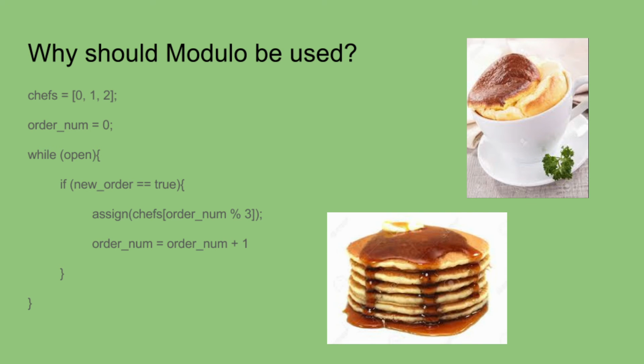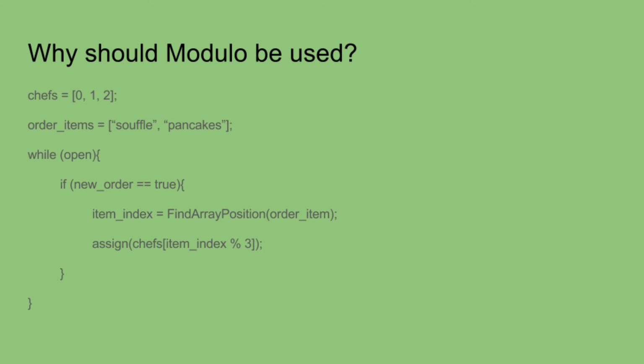This algorithm also assumes that each chef is equally skilled in all dishes. So it might assign the souffle to the chef that's really good at pancakes, and assign the pancakes to the chef that's really good at souffle. Going forward, we may want to determine order numbers to be based upon the food item contained. We could assign souffles to be a multiple of 3, and pancakes to be a multiple of 3 plus 1. That way, we can assign each food item to an individual chef.